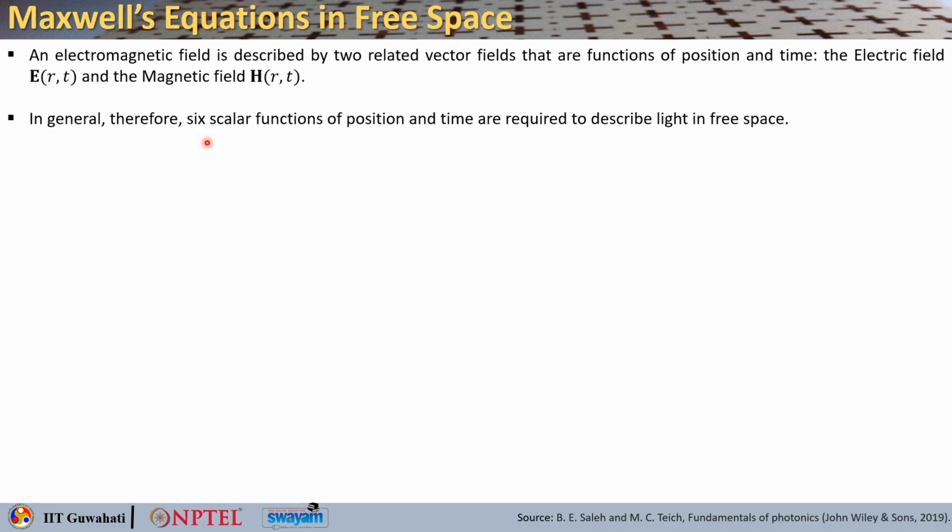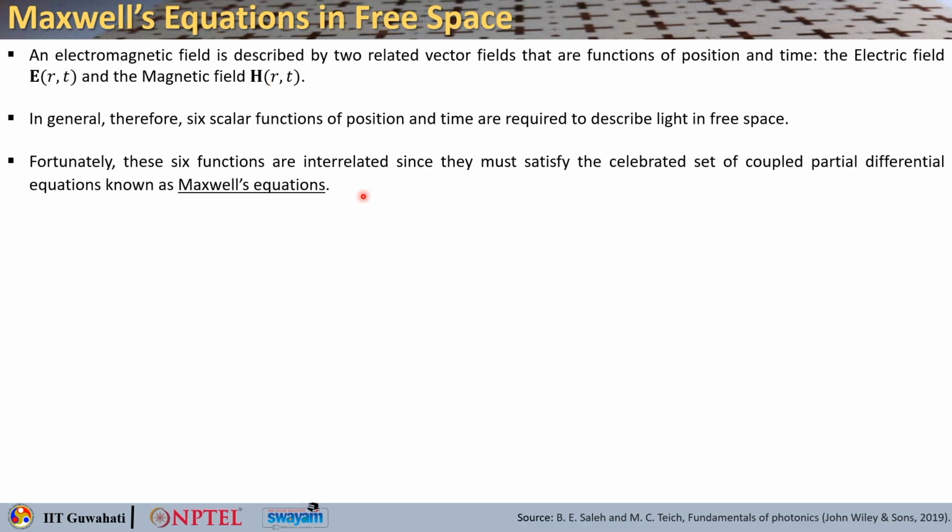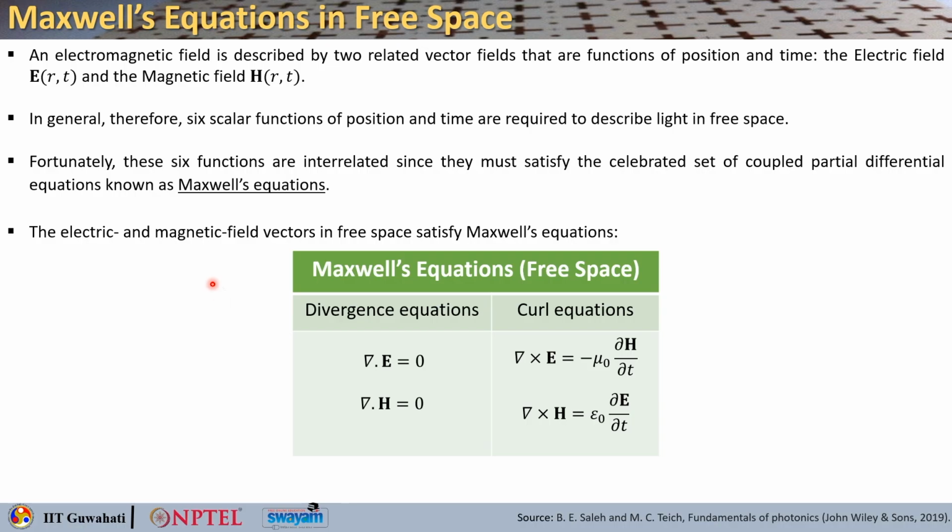So, there are basically 6 scalar functions of position and time that are required to describe light in free space. So, 3 from here, 3 from here. Fortunately, these 6 functions are interrelated, since they must satisfy the celebrated coupled partial differential equations, which we all know as Maxwell's equations. So, this is how the electric and the magnetic field vectors in free space look. They will be interrelated with Maxwell's equations.